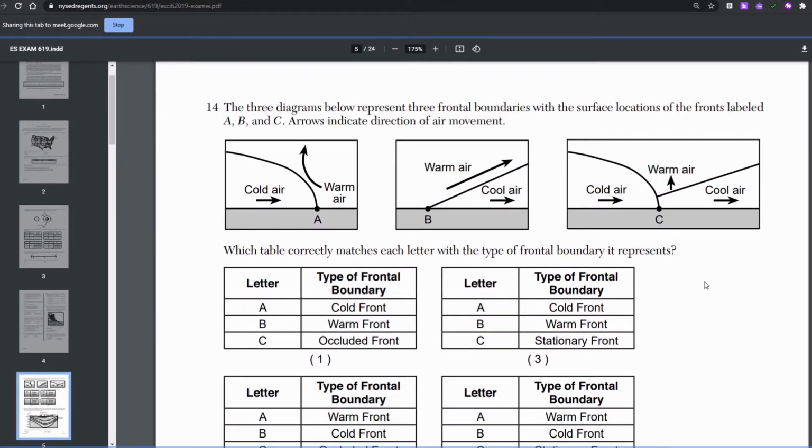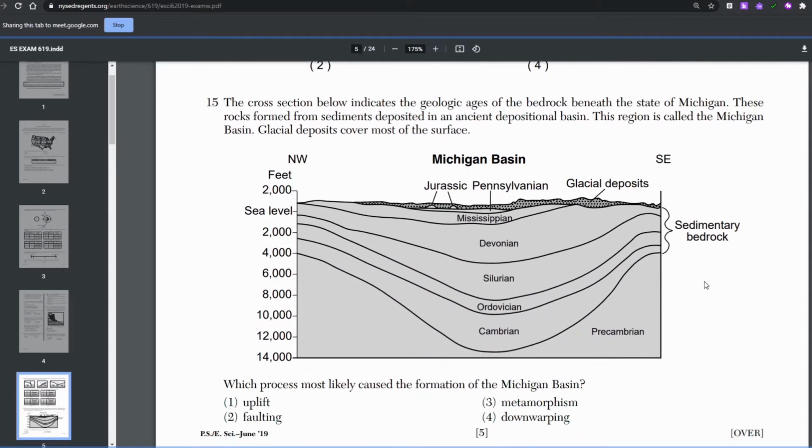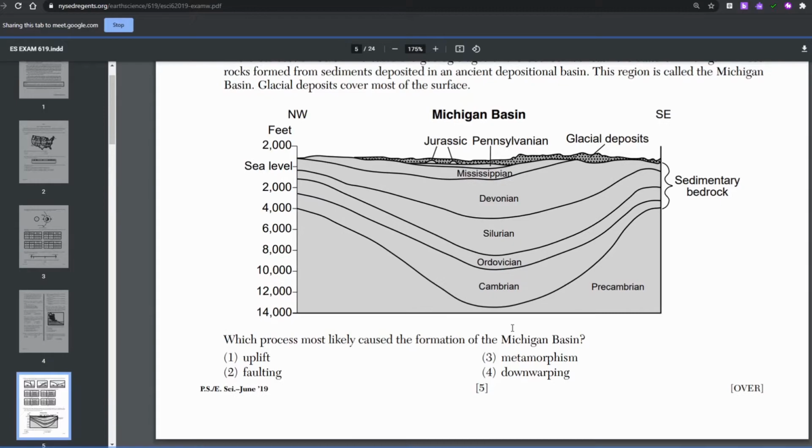Okay, 14. All right, we're going to skip this because we didn't learn this yet. 15. Cross-section below indicates the geologic ages of the bedrock beneath the state of Michigan. These rocks formed from sediments deposited in an ancient depositional basin. This region is called the Michigan Basin. Glacial deposits cover most of the surface. Which process most likely caused the formation of the Michigan Basin?